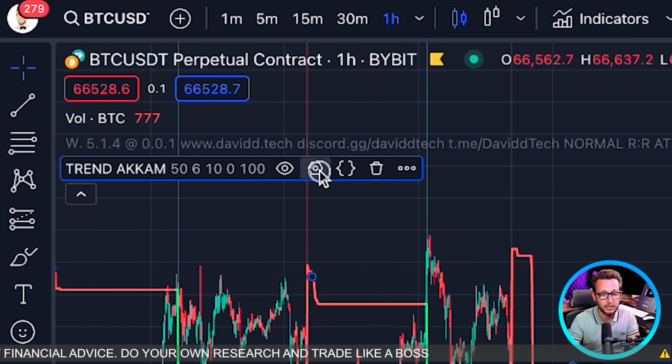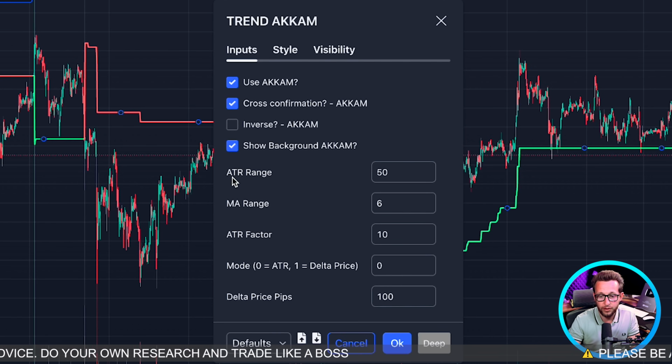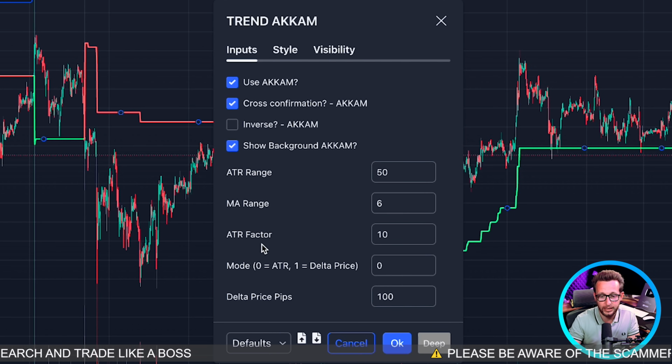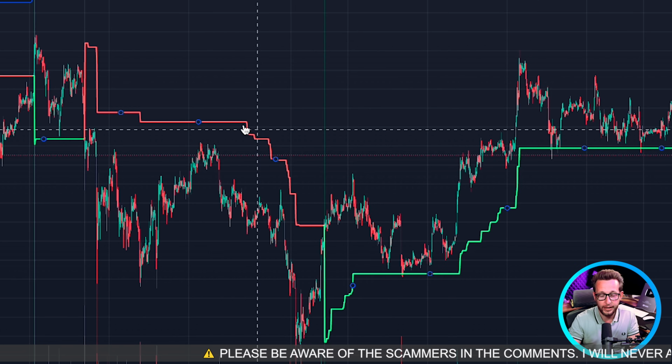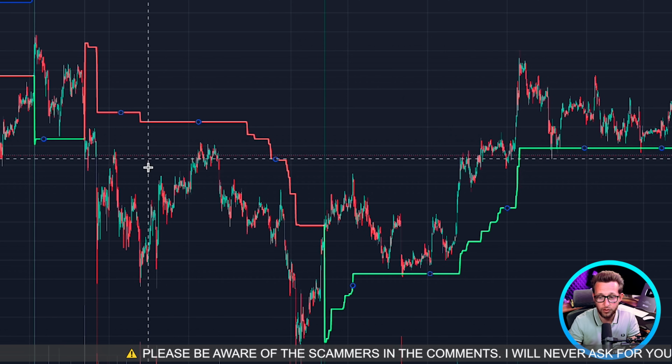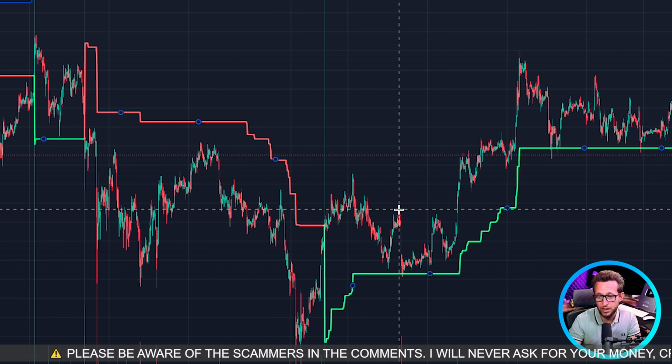Let's have a look at my settings. Currently, the settings are the ATR range of 50, the MA range of 6. We have the ATR factor of 10 and the delta price pips of 100. Now, this indicator uses the ATR range in its algorithm, and it looks very good.